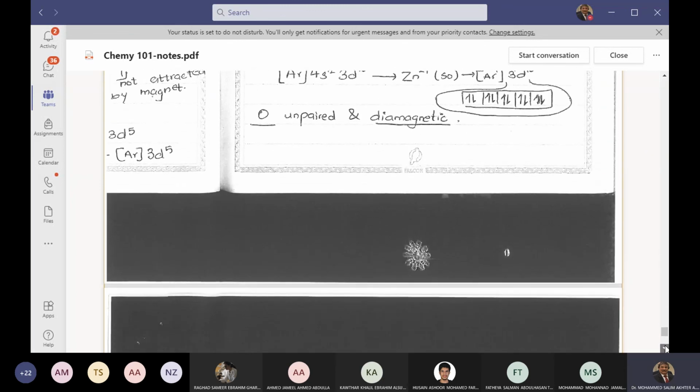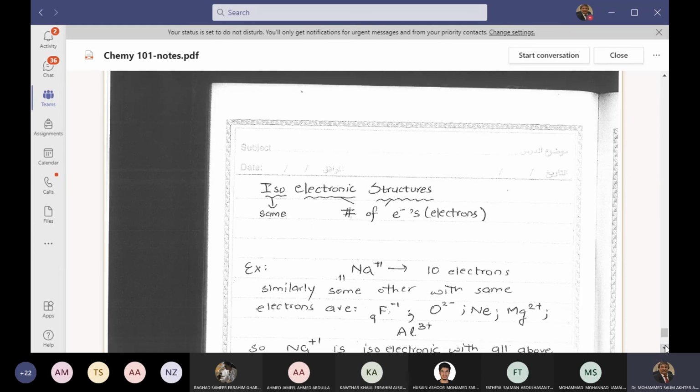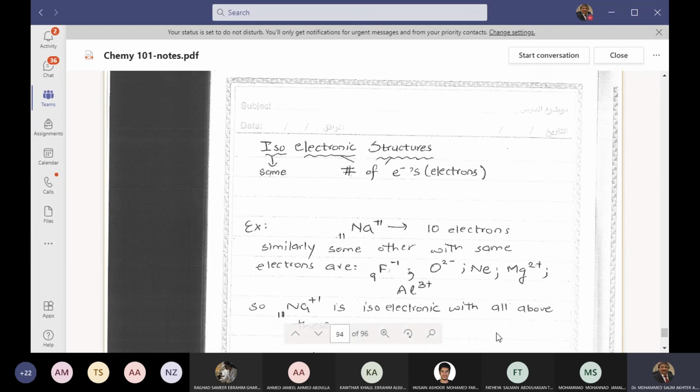My friend, I will stop here for isoelectronic structures, which is here. Isoelectronic structure is on page number 94.